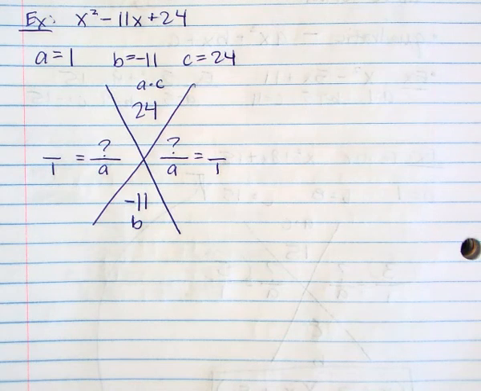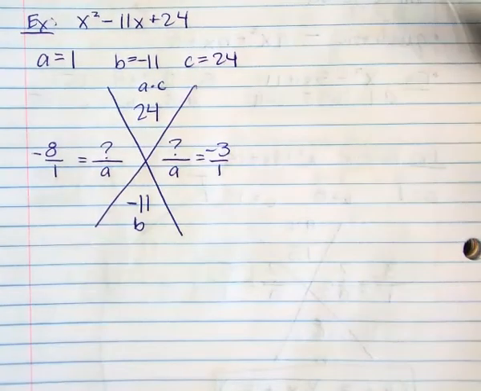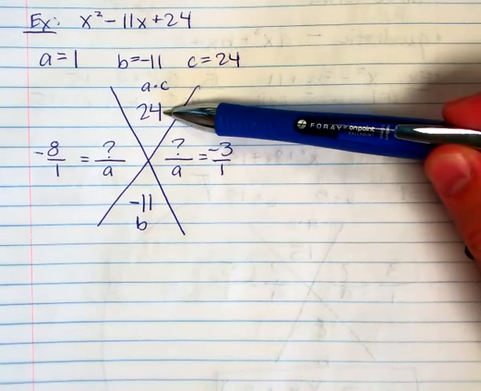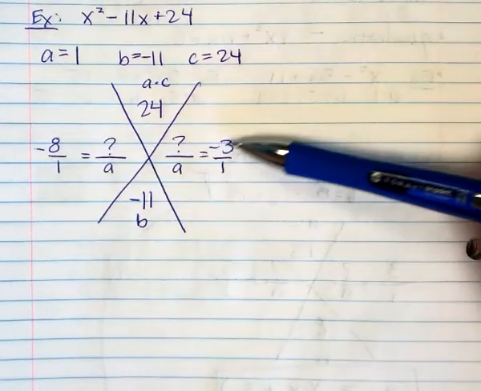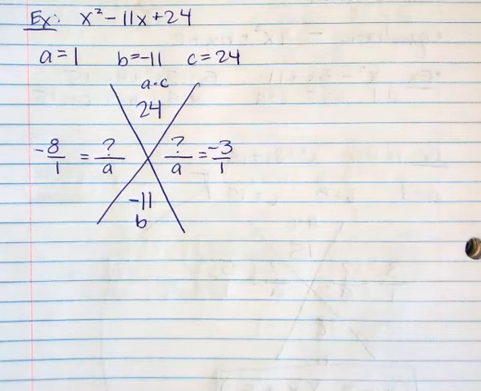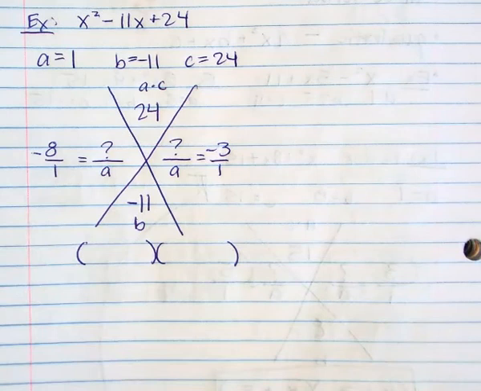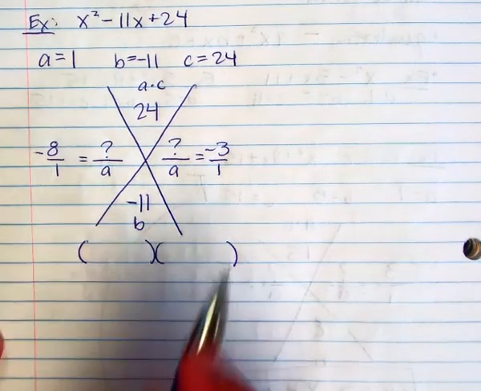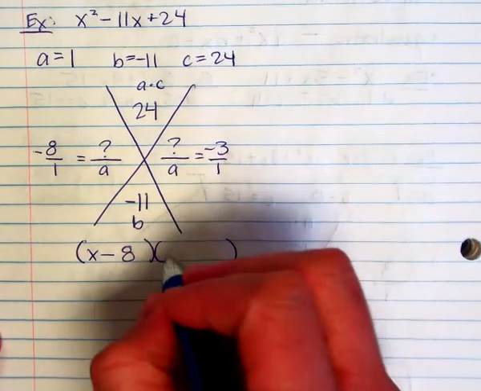Raise your hand if you think you know what the two numbers are. Alexandra? Negative 8 and negative 3, because a negative times a negative will give me a positive, but negative 8 plus negative 3, or negative 8 minus 3, will also give me negative 11, which means my final answer then, if I write my binomials, is I have 1x minus 8, and I have 1x minus 3.